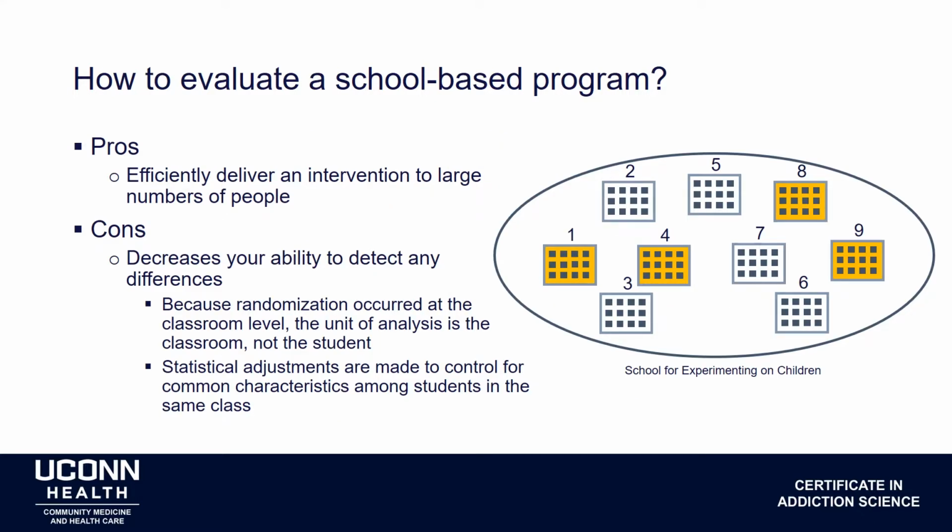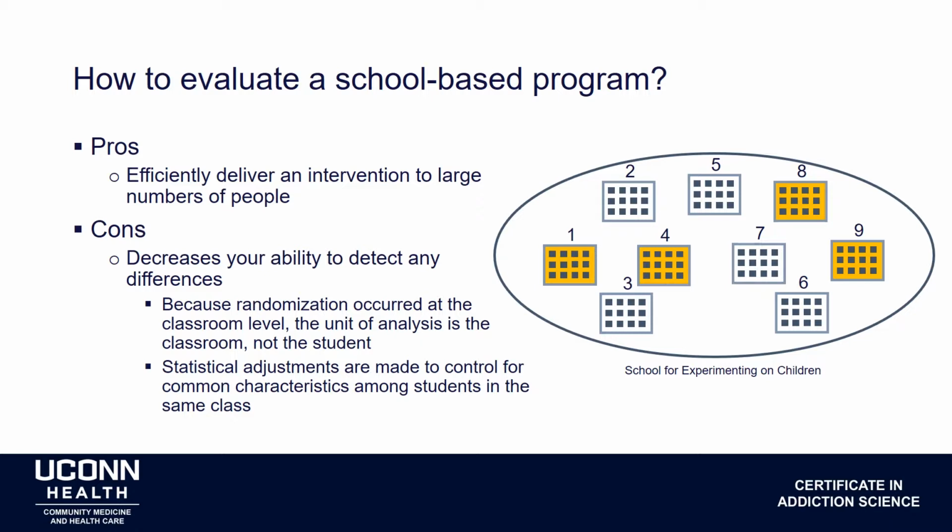Now, this is the typical way to evaluate a school-based program, and it is very efficient for delivering some intervention to a large number of people. These hypothetical classrooms here in this school on the slide don't necessarily have a lot of students in each one of them, but a typical classroom might have 20, 30, 40 or more students. So that's a large number of people in a relatively short period of time that can be exposed to your program.